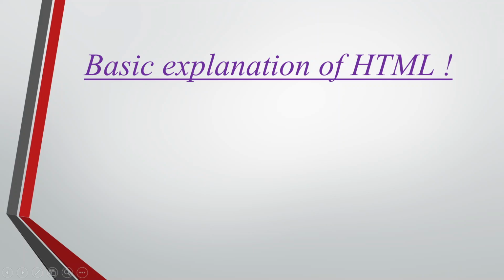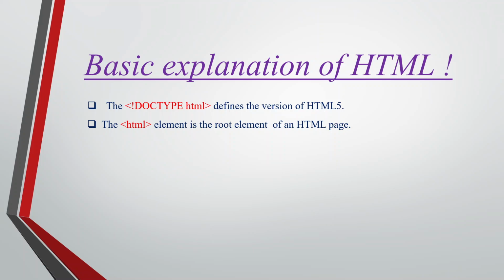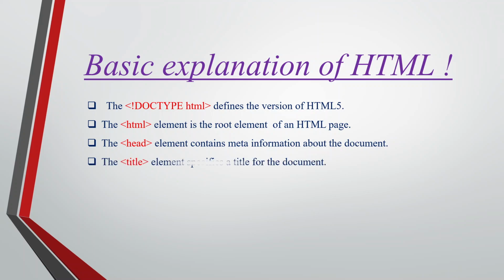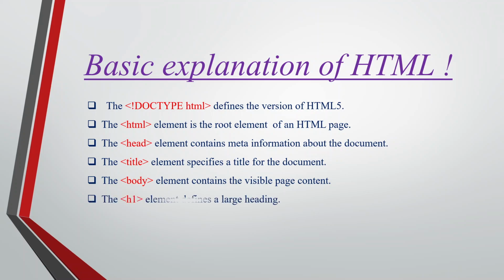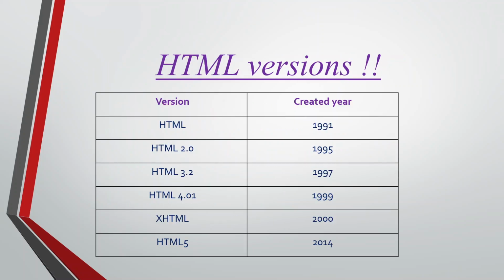Basic example explanation of HTML. What is doctype html? The doctype defines the document type as HTML5, and the html element is the root element of an HTML page. The head element contains meta information about the document. The title element specifies a title for the document, and the body element contains the visible page content. The h2 element defines a large heading, and the p element defines a paragraph.